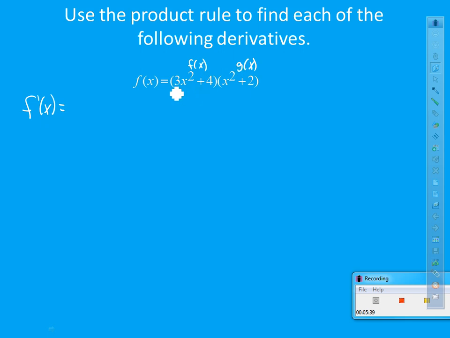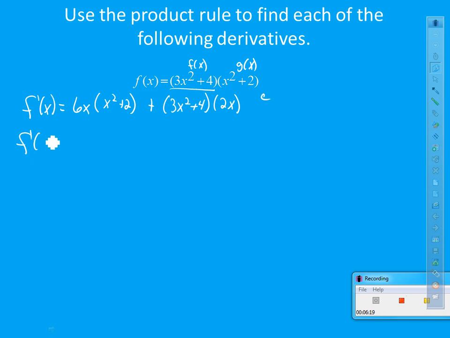I'm going to have the derivative of the first, 6x, times the second, which is x squared plus 2, plus the first, 3x squared plus 4, times the derivative of the second. Well, the derivative of x squared plus 2 is 2x. The calculus part is all done.